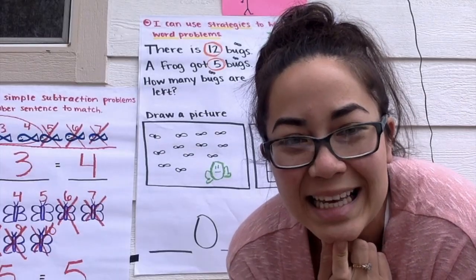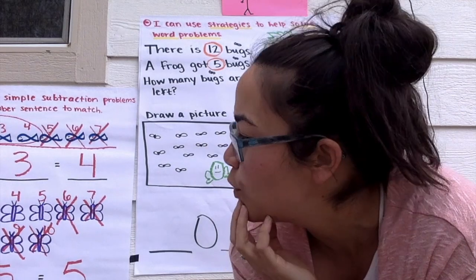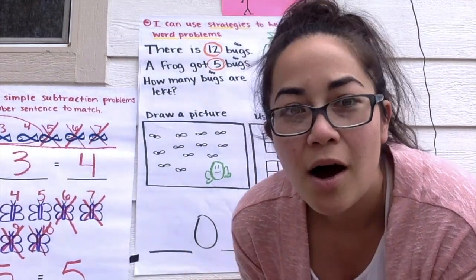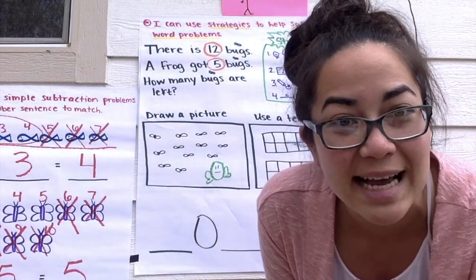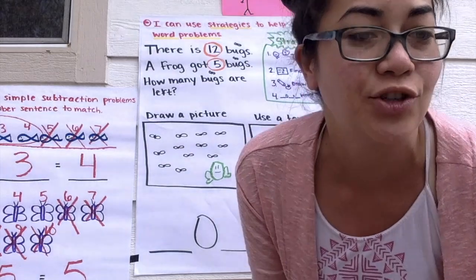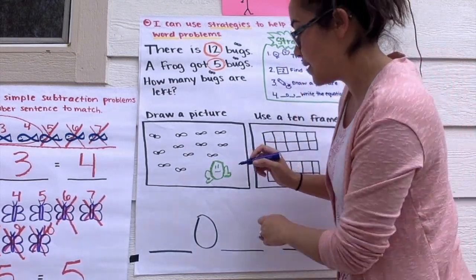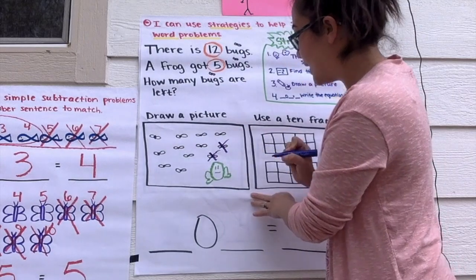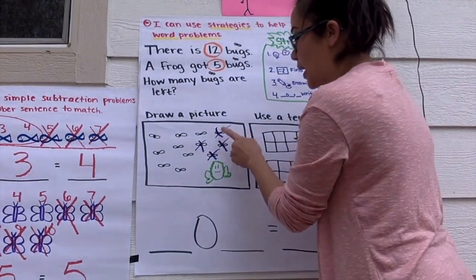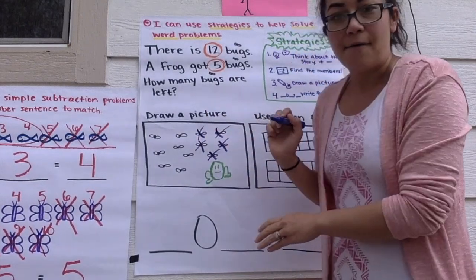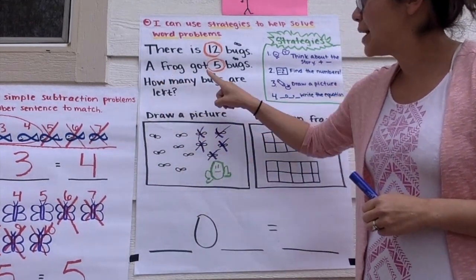Now I got to show that he got 5 bugs. How would I show 5 bugs got taken away? Have we done that before? Oh my goodness, great thinking. Maybe I can put an X on my 5 bugs that got eaten by the frog. So I'm going to grab my, let's try a different color. Let's try purple. I'm going to grab my purple and I'm going to put X's on 5 of those bugs. Ready? He ate that one. He ate that one. Oop, let me stop and check because I don't want to cross out too many. 1, 2, 3, 4. That's 4. He ate 5. 5 bugs got X'd out. So now I can count these to help me answer the question, how many bugs are left?